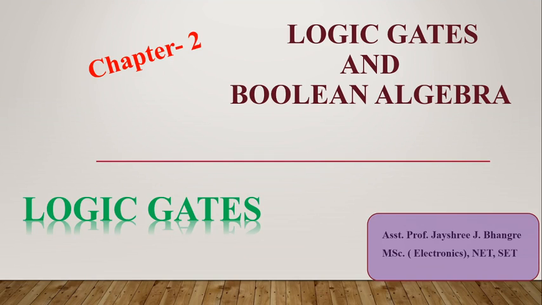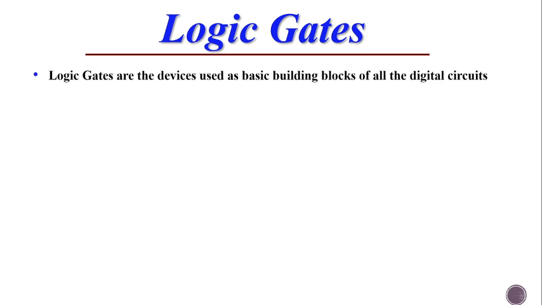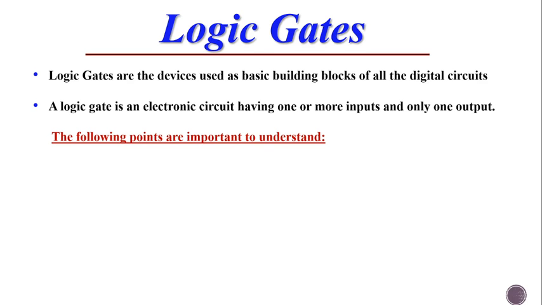Hello everyone. This is the second chapter of Principles of Digital Electronics, that is Logic Gates and Boolean Algebra. So in this video we are going to learn about the logic gates. These logic gates are the devices used as basic building blocks of all the digital circuits. And a logic gate is an electronic circuit having one or more inputs and only one output.